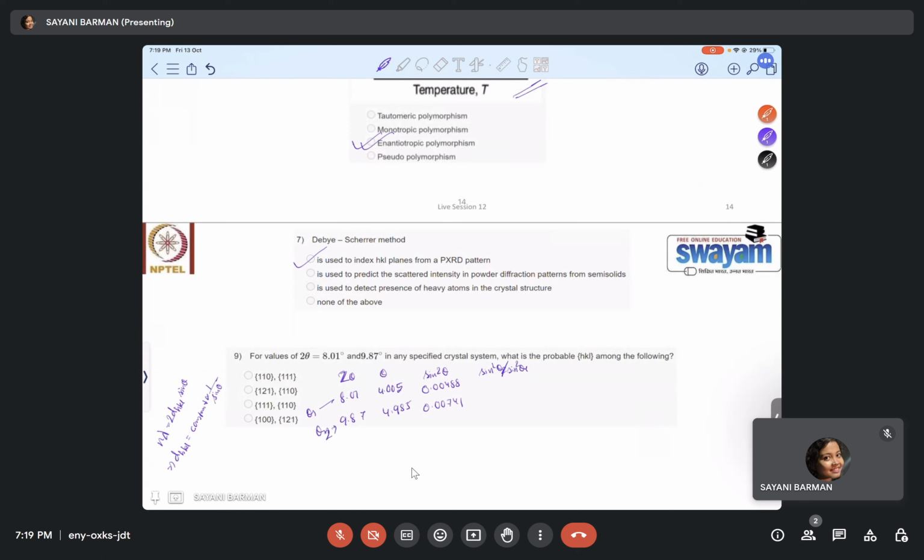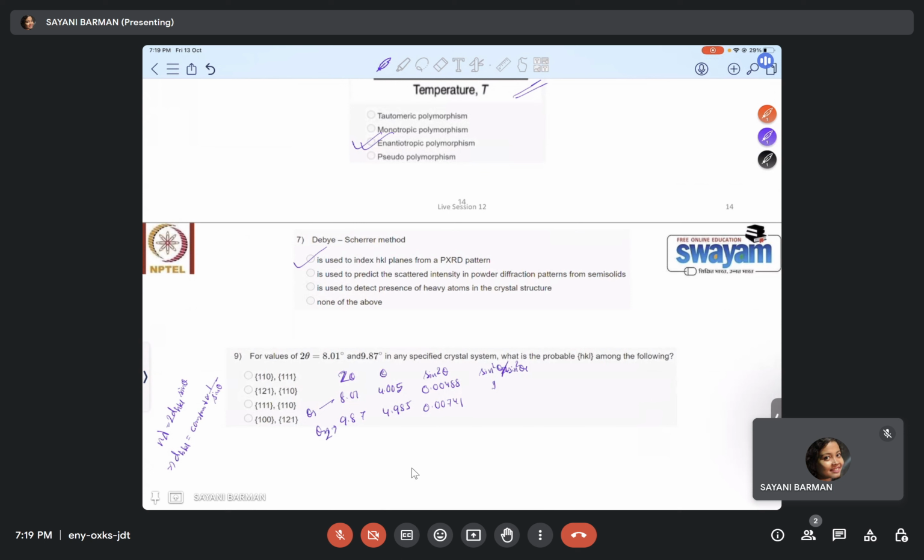With sine square theta, n can be anything. So for the first one, n is 1, right? So sine square theta 1 divided by sine square theta 1 will be the same, just 1. That means 0.00488 divided by 0.00488 equals 1.